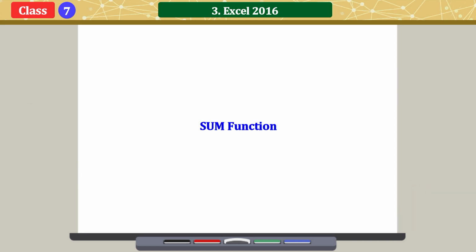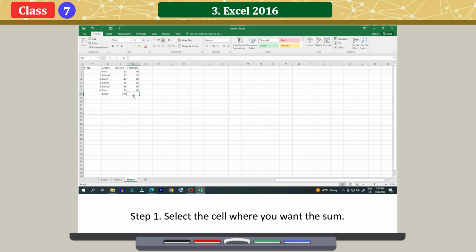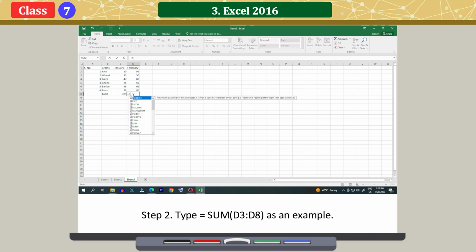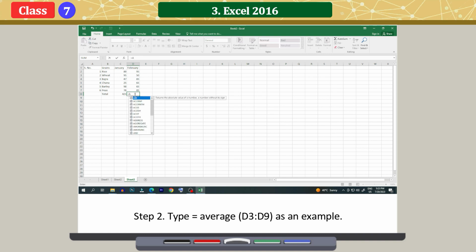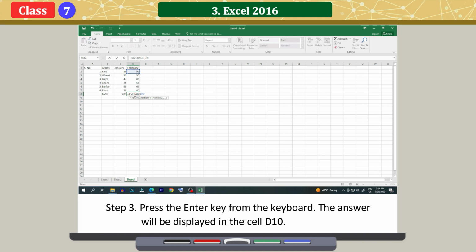Sum function. Select the cell where you want the sum. Type equal to SUM(D3:D8), as an example. Press the enter key from the keyboard. Average function. Select the cell to find the average. Type equal to AVERAGE(D3:D9), as an example. Press the enter key from the keyboard. The answer will be displayed in the cell D10.